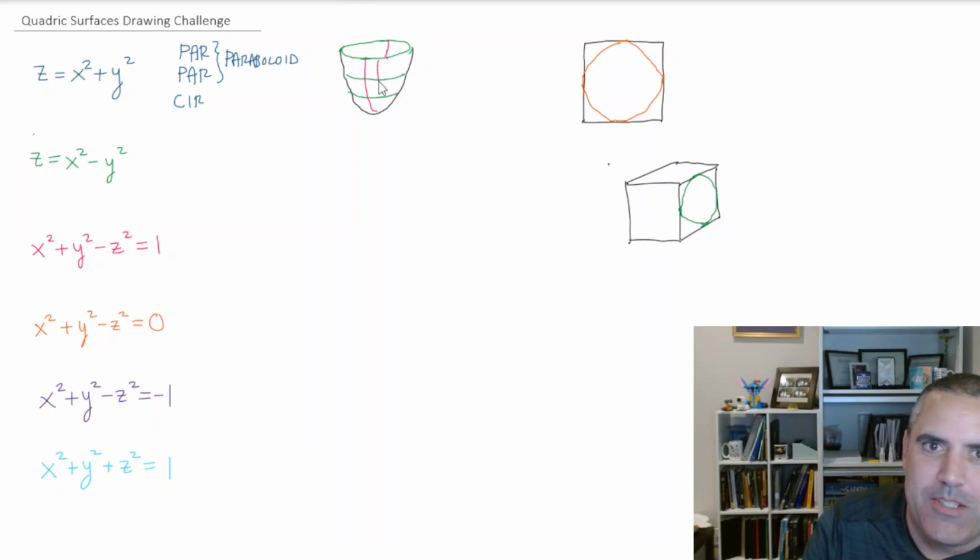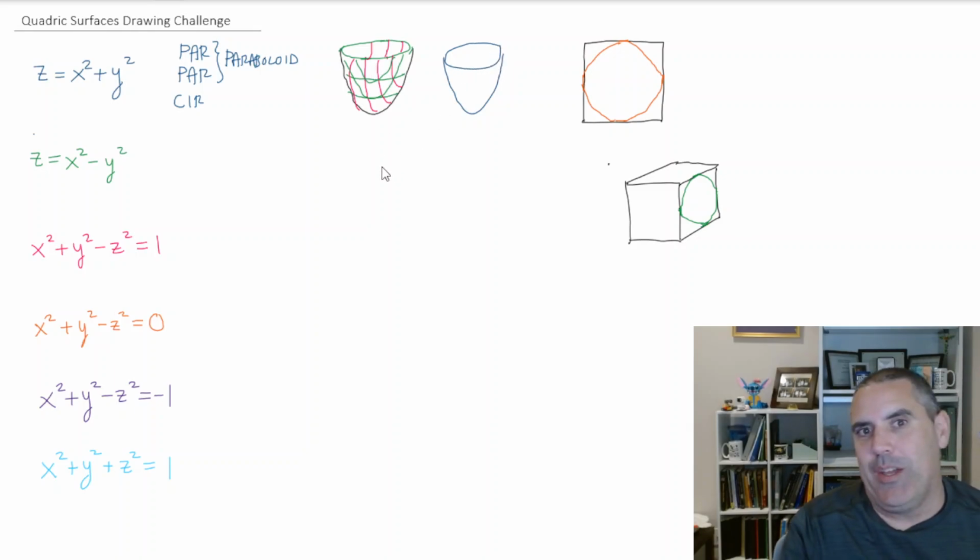All of these traces are parabolas. In fact, that's what you see when you try to draw this in a 3D grapher, is it draws the traces. It also draws traces the other way. Draws these traces coming this way. So anyways, if I was actually going to draw this, I would just do parabola, rough circle.